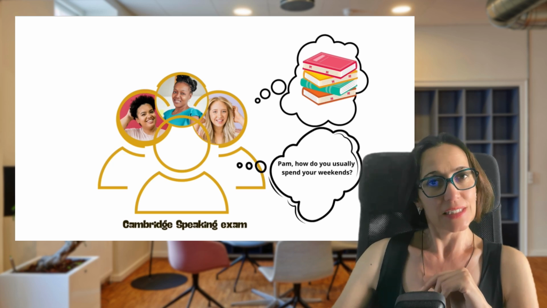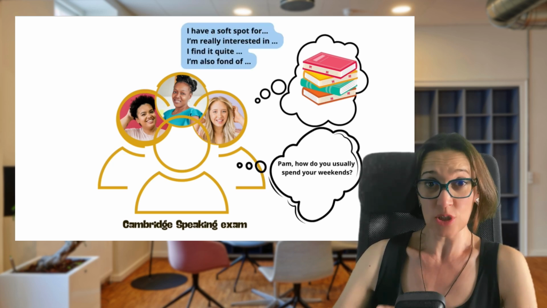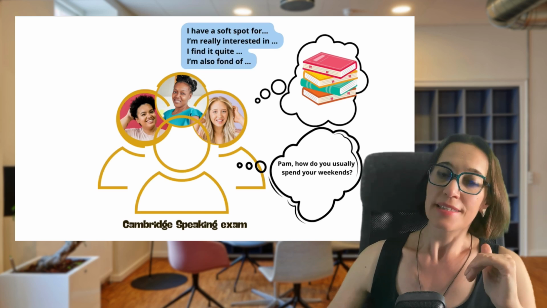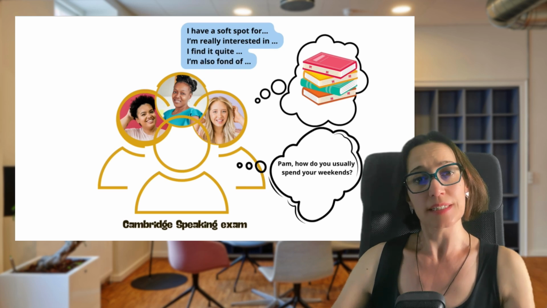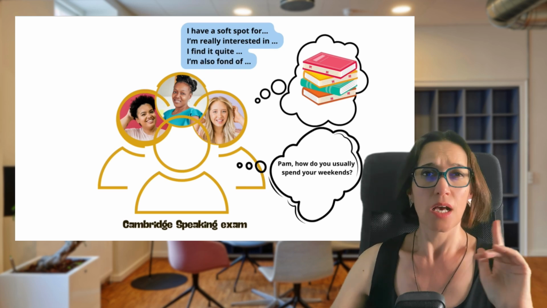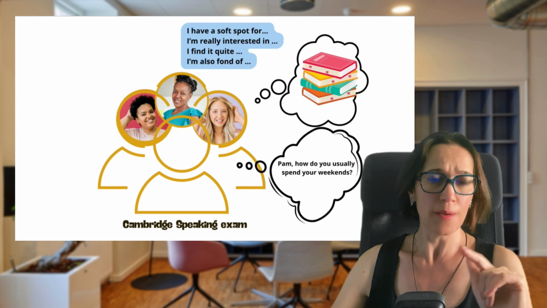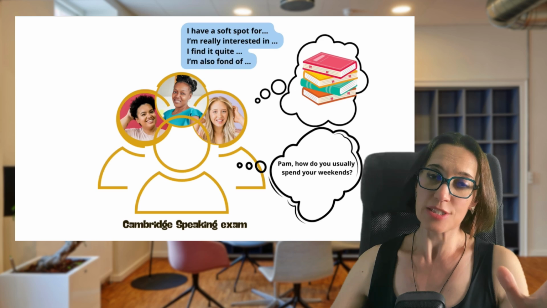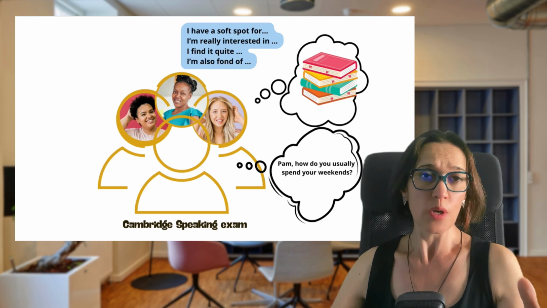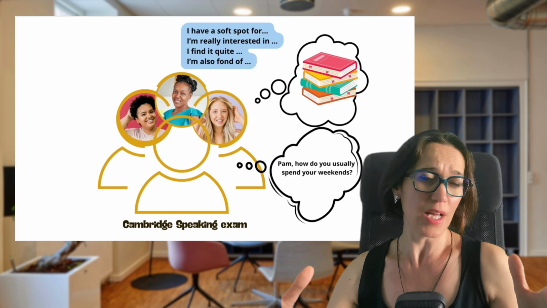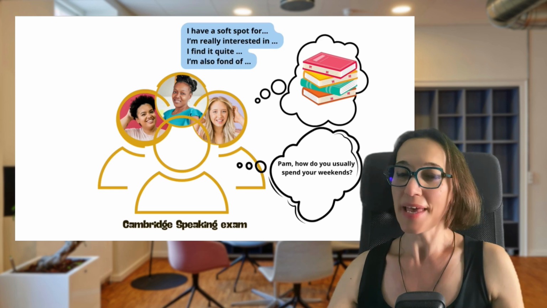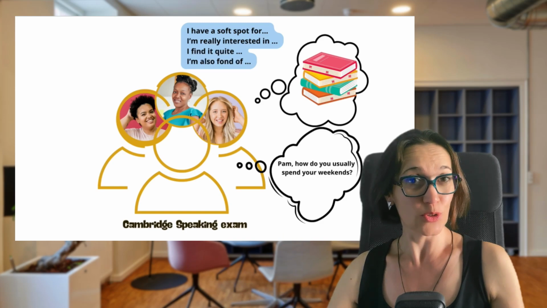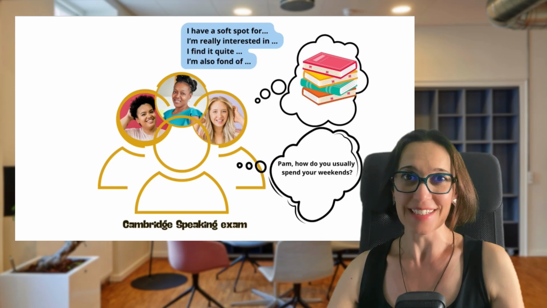Pam has started with the expression I have a soft spot for, which is a C1 level expression. Then moved on to use I'm really interested in, and I find it quite relaxing, if I remember well, showing a B2 level of expression, and finished with the phrase I'm fond of, which is a high B1 level. Overall, Pam has shown she controls English at a B2 level, well, for the time being.